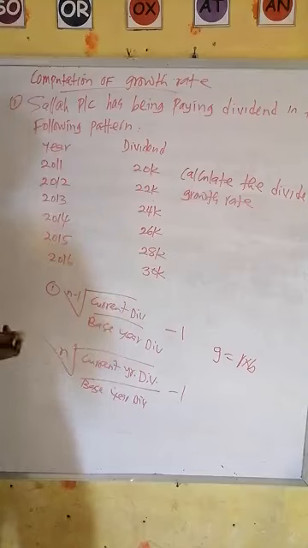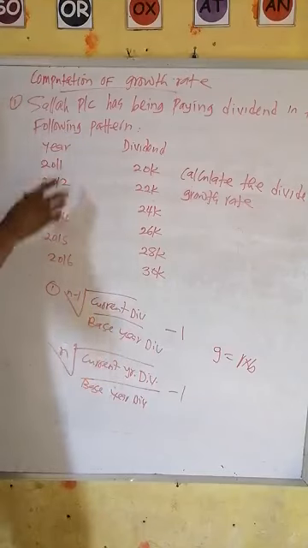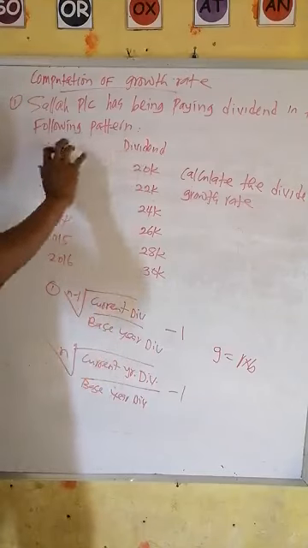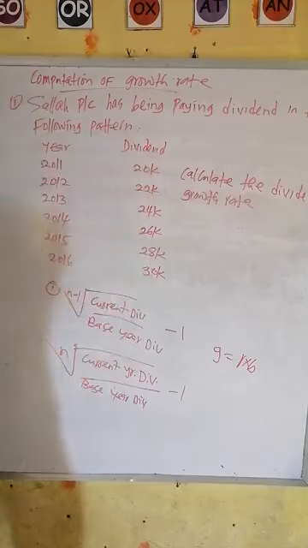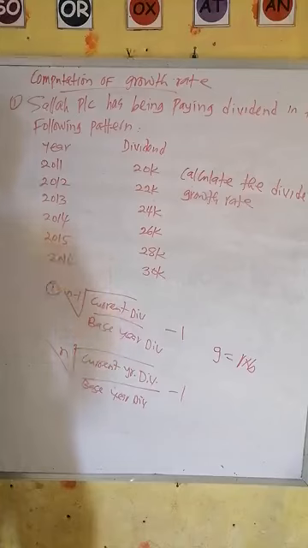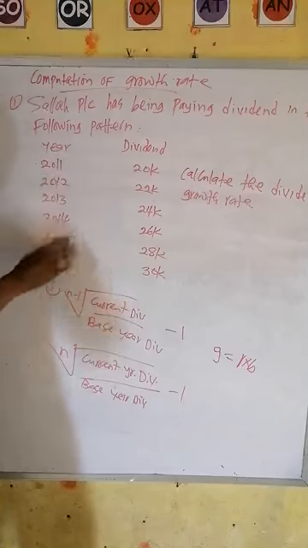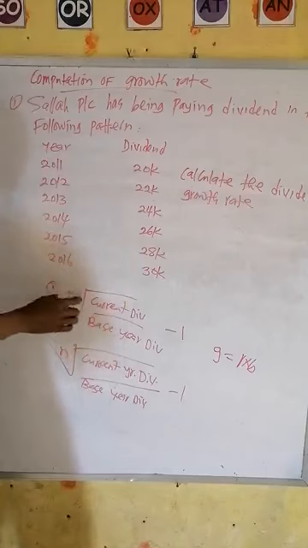The formula to use is what? How do we determine the formula to use? This is how to determine it. Where you are given your dividend and year in a tabular form like this, year 1, 2, 3, and so on, the formula to use is the first one here.